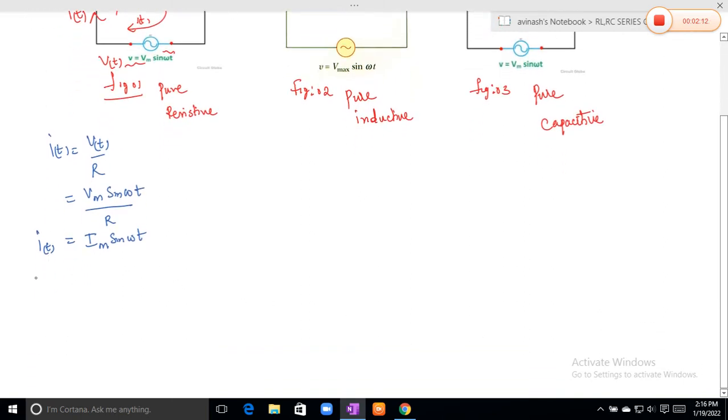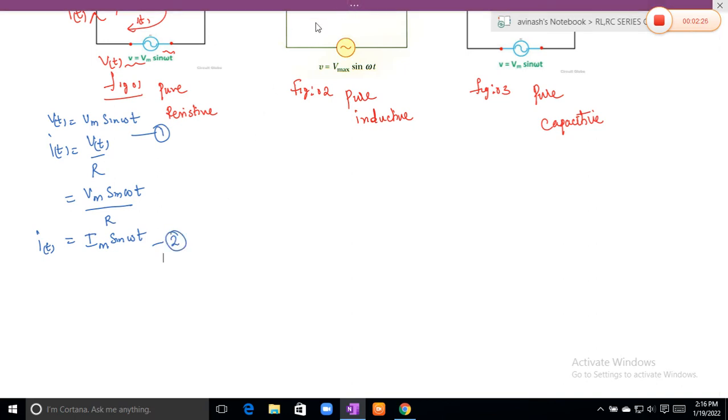Now let me name the equations. V of t is equal to Vm into sin omega t. This will be equation 1, and the current equation will be equation number 2.